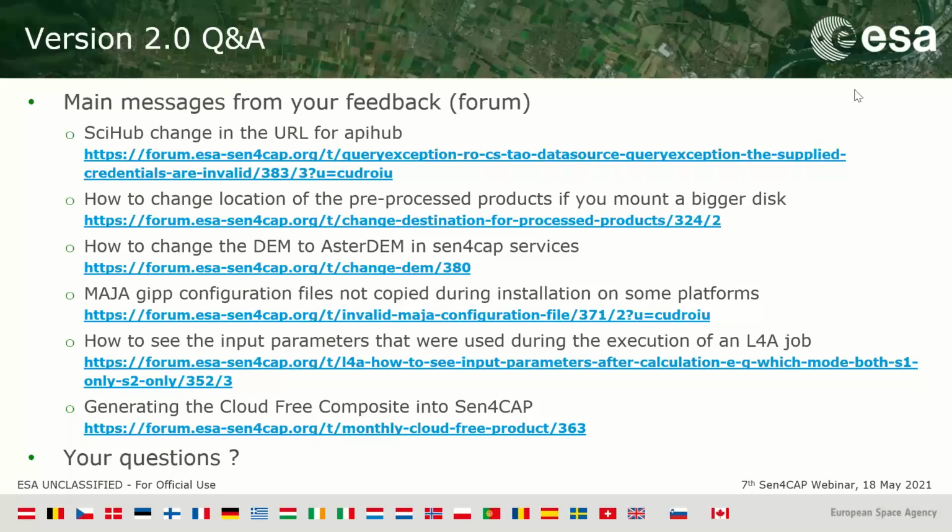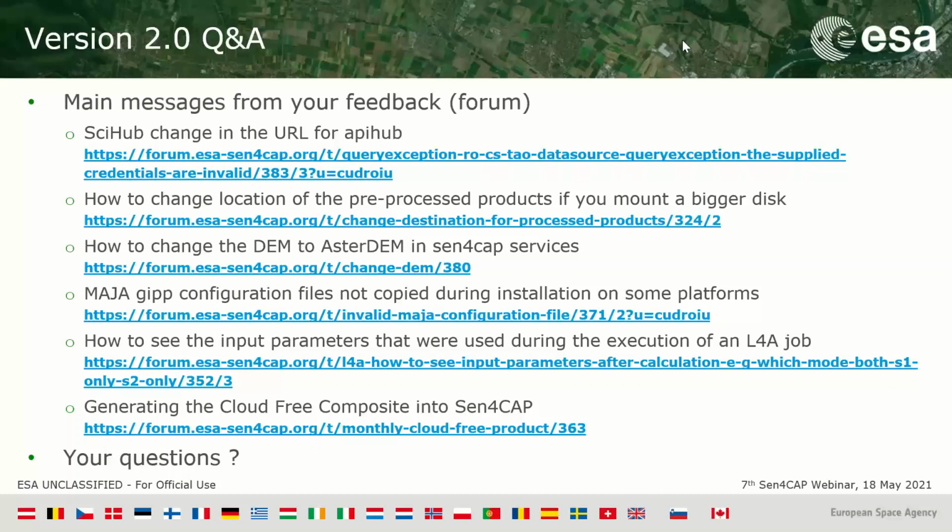One topic in which several users were interested is how to change the location of the preprocessed products if you mount a bigger disk. I think several users encountered this issue with the disk space. In this topic, we provide a simple and functional solution to do that. We'll also try to publish this on the project website in the frequently asked questions section.